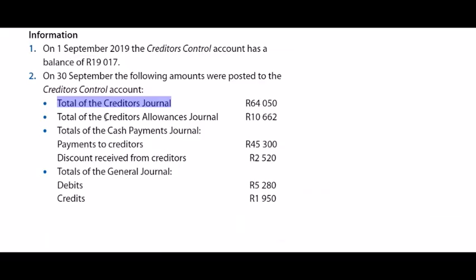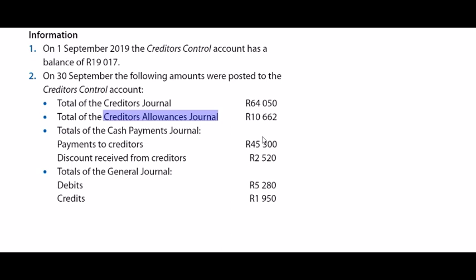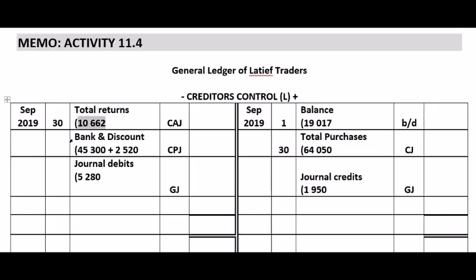64,050. The total of the CAJ, 10,662, will go to the debit side because we are returning things. Okay, 10,662 from the CAJ. The total of the CPJ, payments and discount received, will go to the debit side of your creditors control account because we are paying, so we owe less, and we are receiving discounts, so we owe even less. Okay, I added them together in the same line just to save some lines and to keep things uncomplicated.